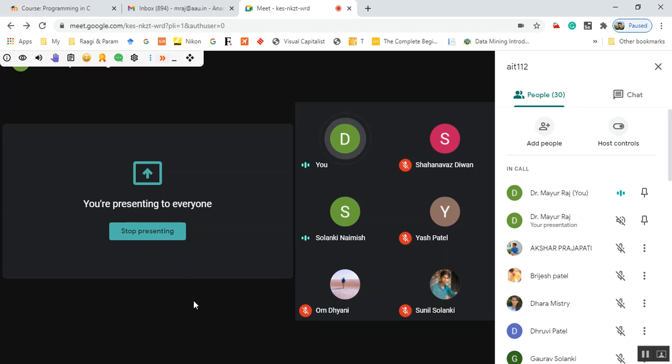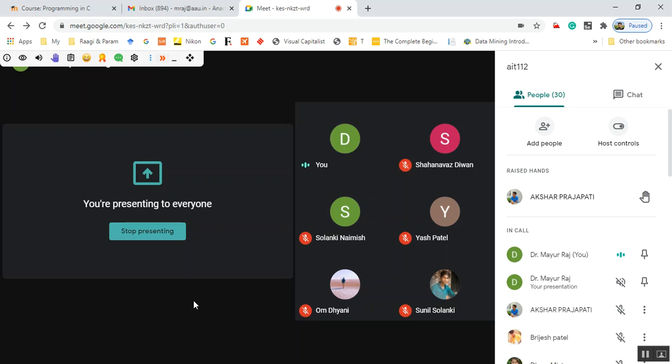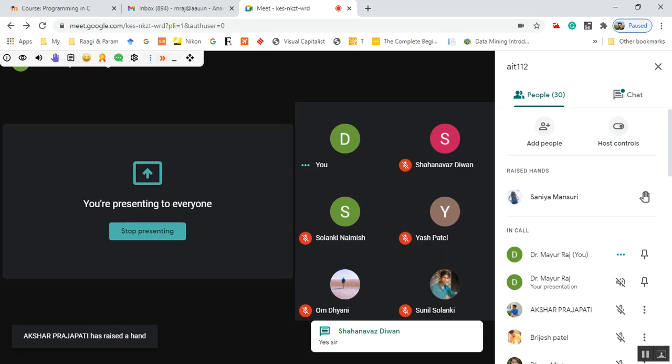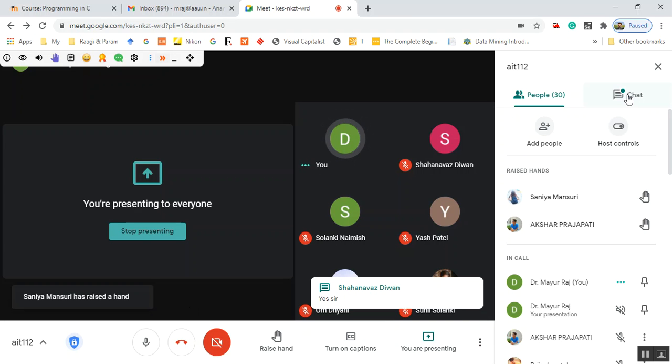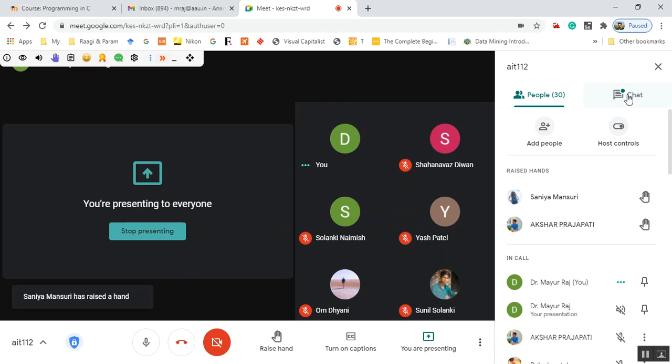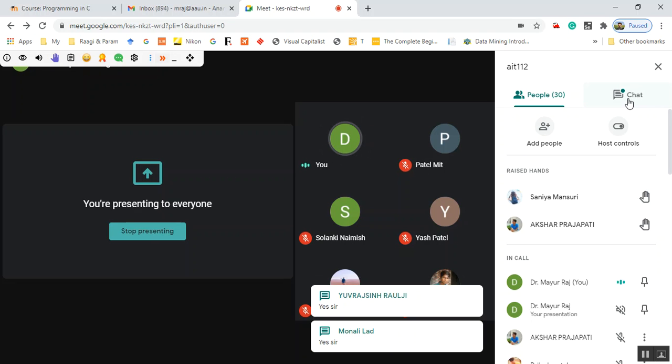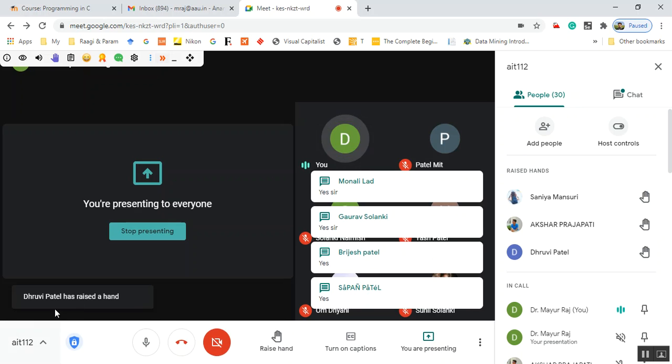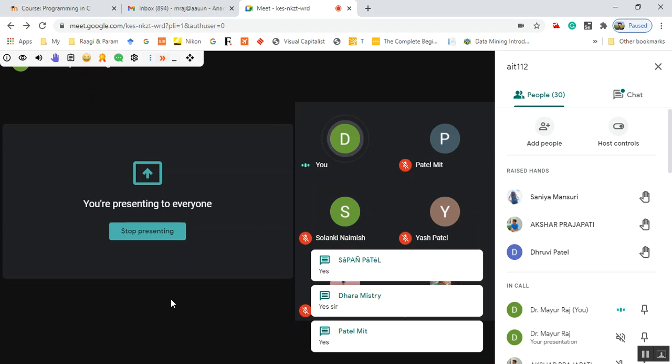Om and Ben say yes, sir. Okay, Solanki, Nemis also says yes. Anybody else? Shanawaz says yes, sir. Saina says yes. Okay, Akshar says yes. Yuvraj says yes. Monali says yes. Okay, so many believe that the computer works with or understands binary language. What is binary language?